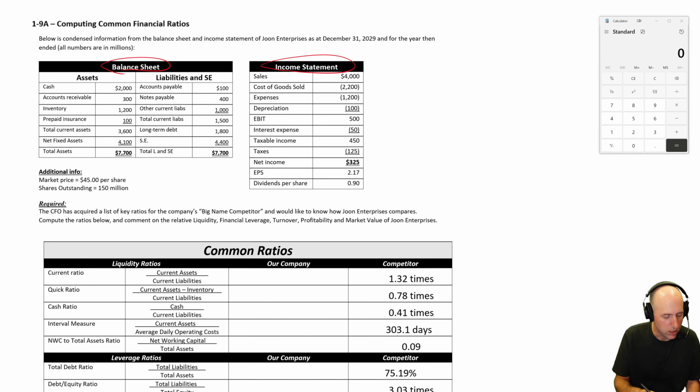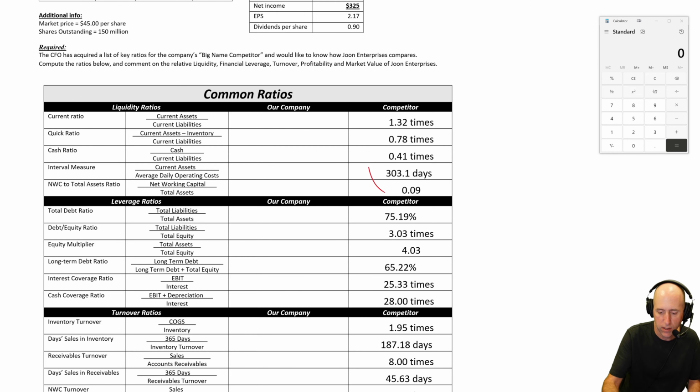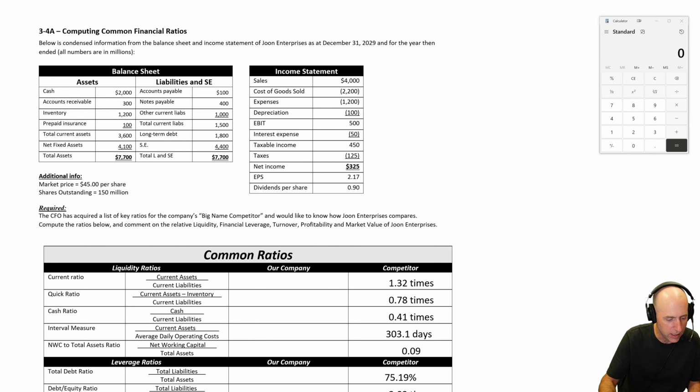Some additional information there. It says the CFO has requested a list of key ratios from the company's big name competitor and would like to know how June Enterprises compares. Compute the ratios below and comment on the liquidity, financial leverage, turnover, profitability, and market value of June Enterprises. Okay, so we've got a big long list of ratios to compute. We've got our competitor numbers here. We're obviously going to be filling in our own numbers in the space provided here.